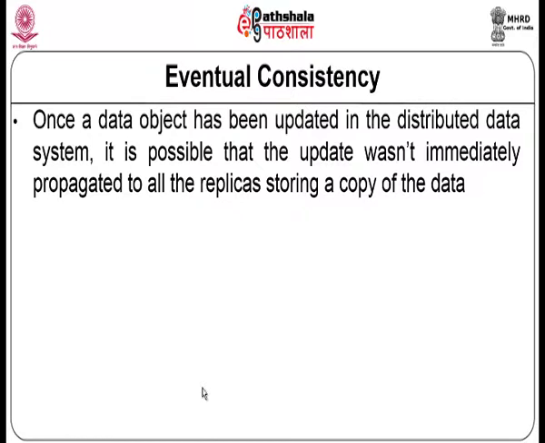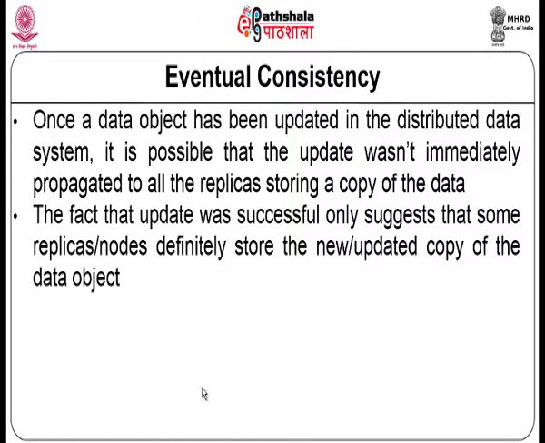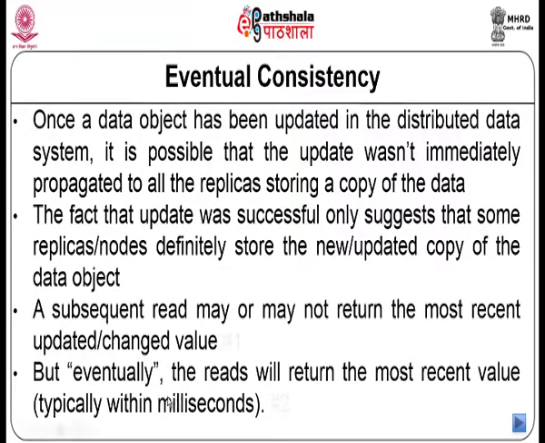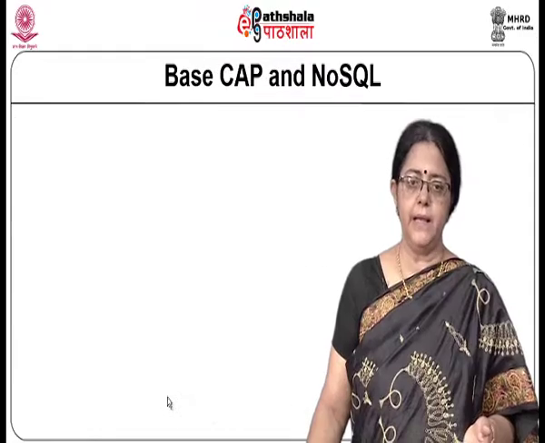Once the object is updated in the distributed data, it is possible that the update will be sent to others only eventually. An update is successful if some of the stores are updated, not necessarily all. When a read happens after an update, there is no guarantee that the most recent update will be available to the user. It may be the earlier data, but eventually, typically only a few milliseconds, it will be available.